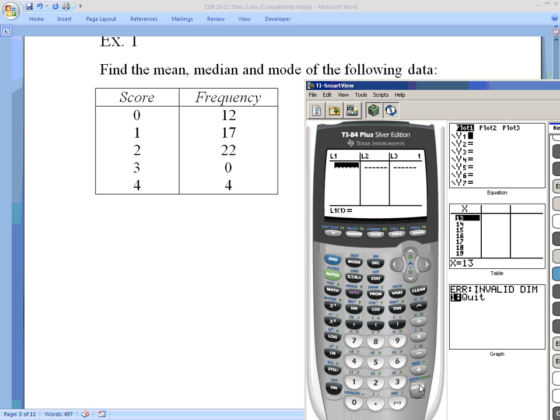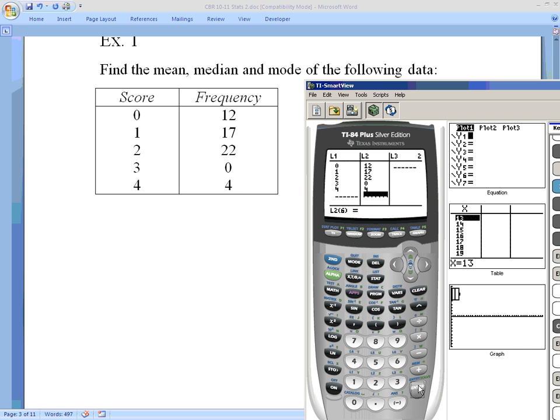I have two lists. The first one contains 0, and then 1, and then 2, and 3, and 4. And my second list contains 12, and 17, and 22, 3, and 4.